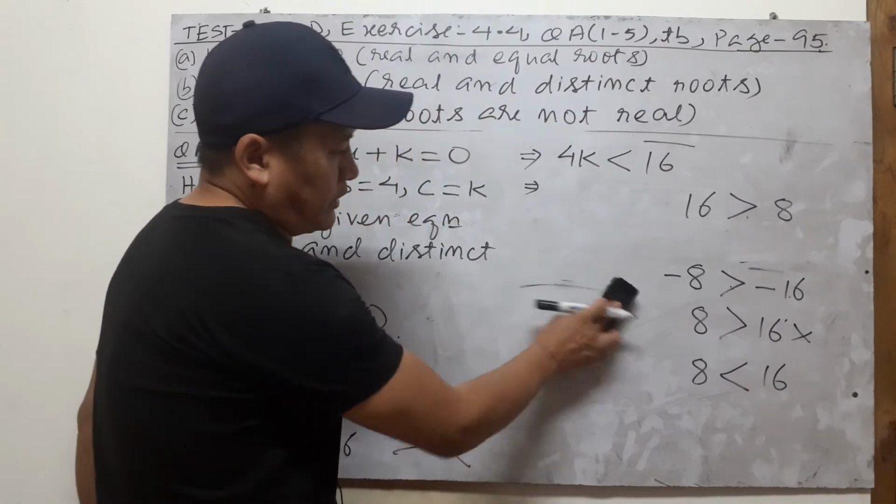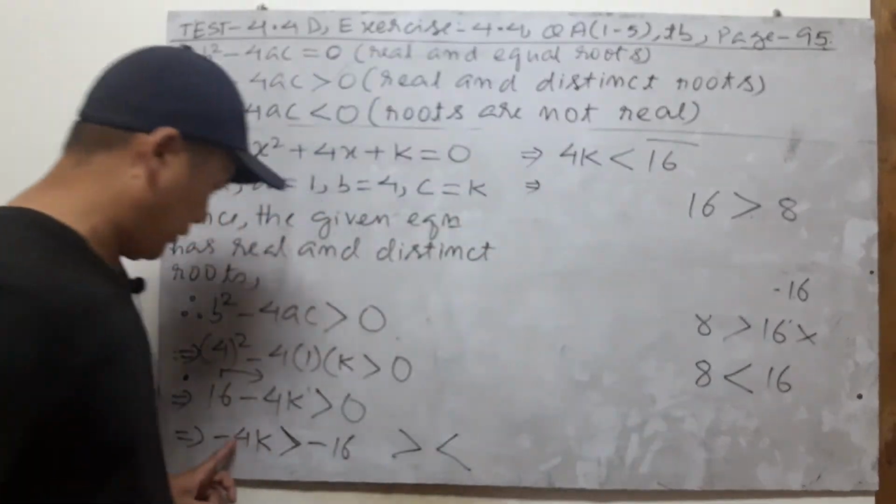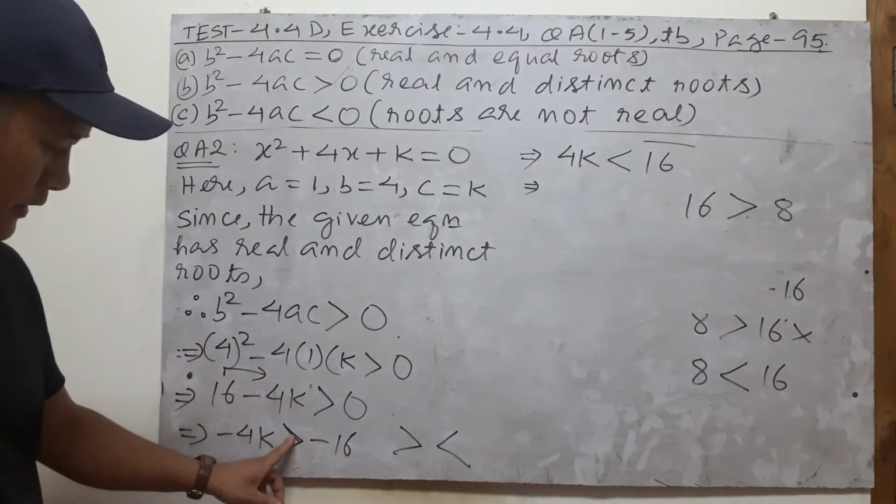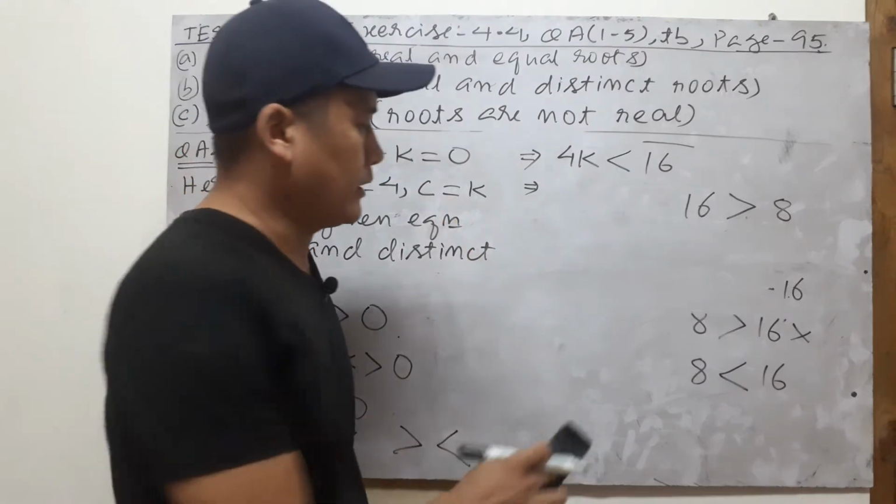Okay, so I hope you got it. That's why we change this sign here. As we drop the negative signs, this greater than sign becomes less than, then that's correct.